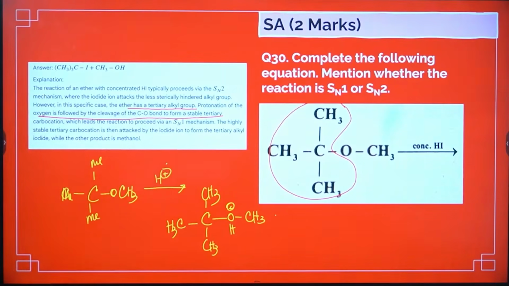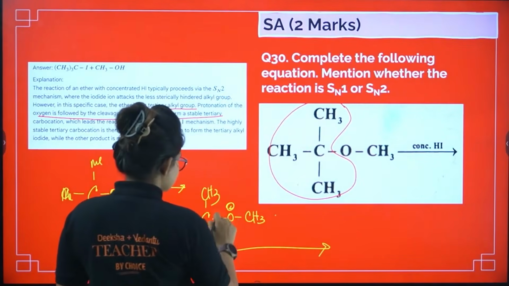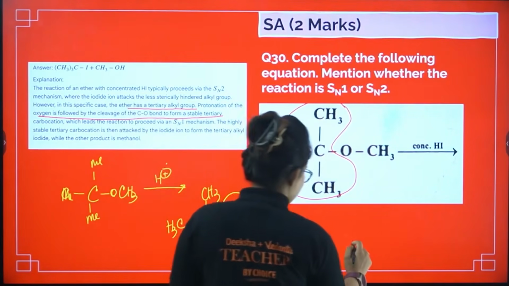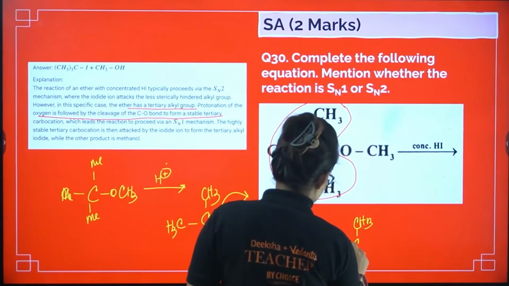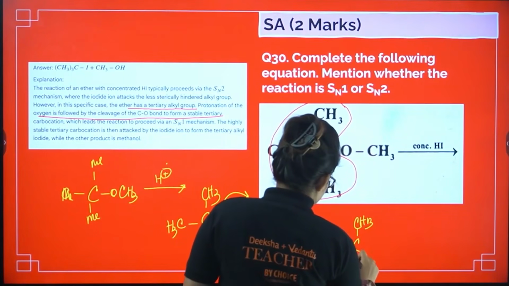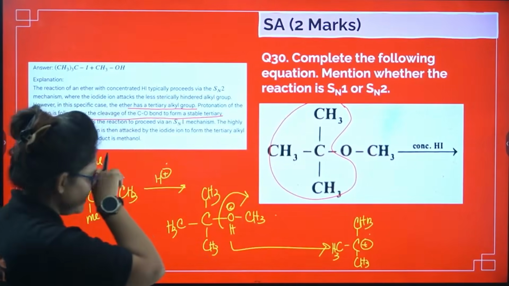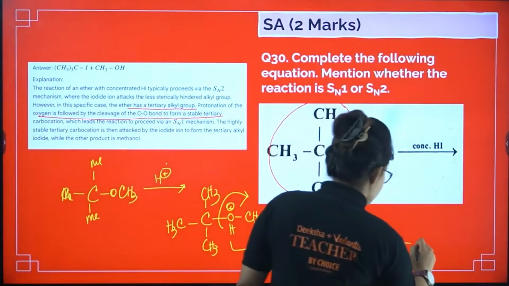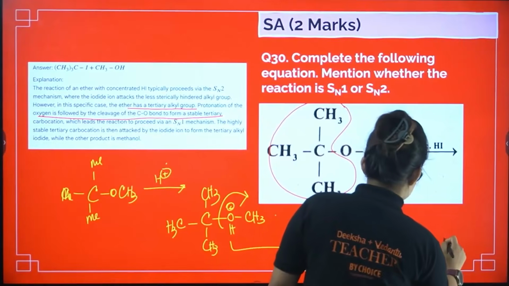This thing is formed first. Okay, after that what happens? After that this group leaves and you will get a stable carbocation. Then what does I minus do? I minus attacks on the carbocation and you will get this type of thing.